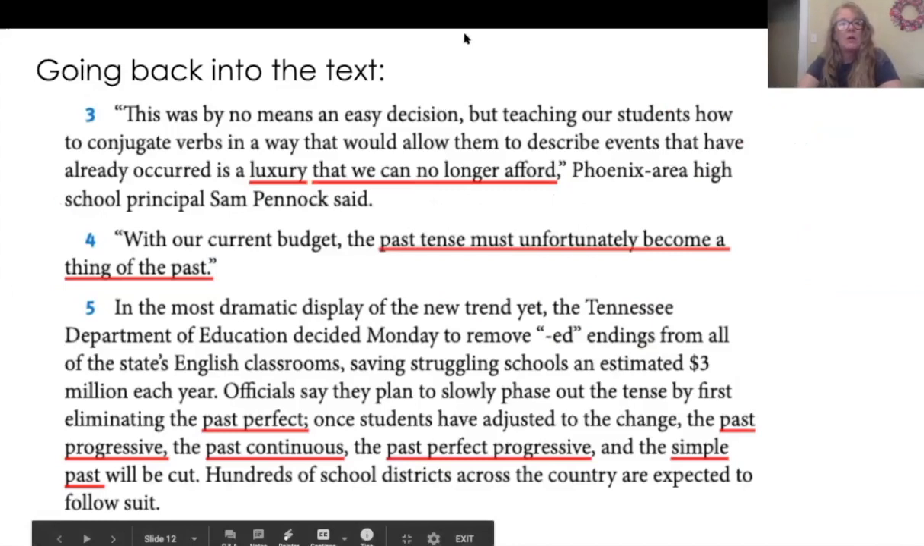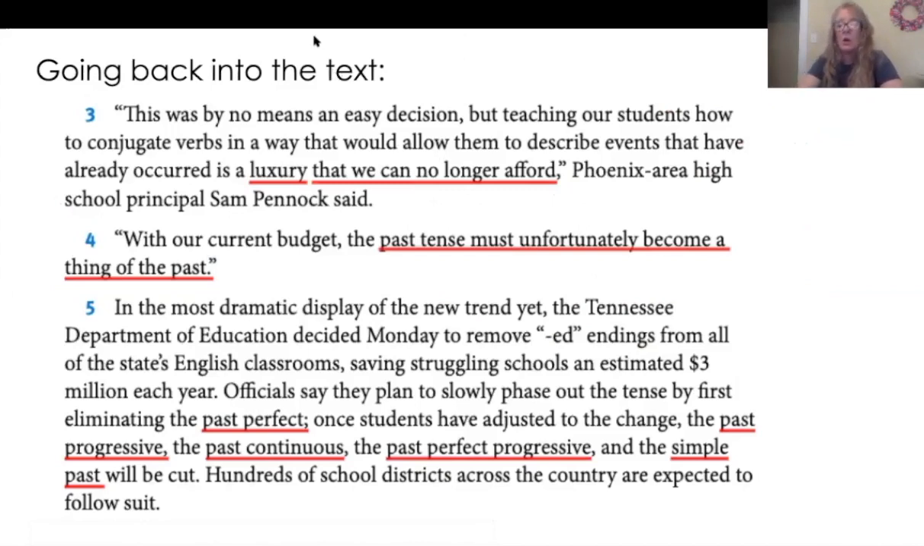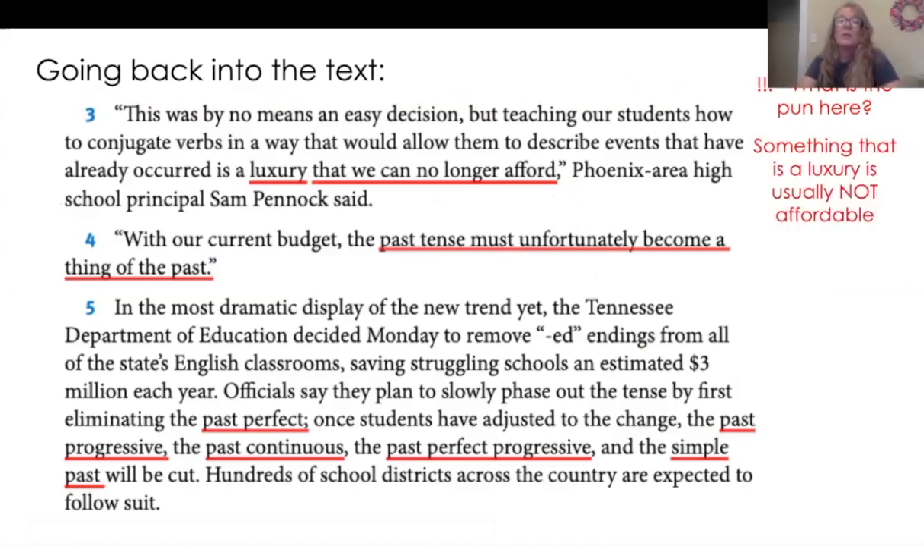Paragraph 3, going back into the text, I've underlined "a luxury that we can no longer afford." Well, there's a pun here. A luxury that we can no longer afford. Something that is a luxury is usually not affordable. That's why it's a luxury, right? Food is a necessity. Having a place to sleep is a necessity. Having clothes to wear is a necessity. Having a cell phone is a luxury, right? Driving a really expensive car is a luxury.